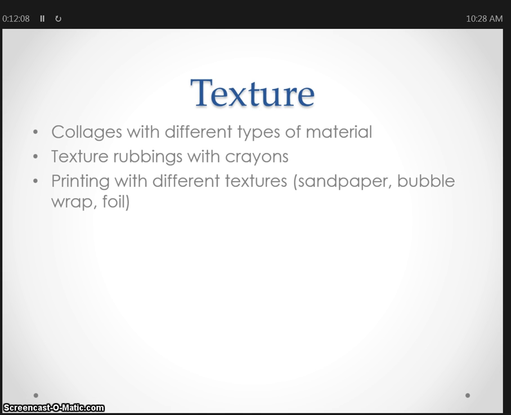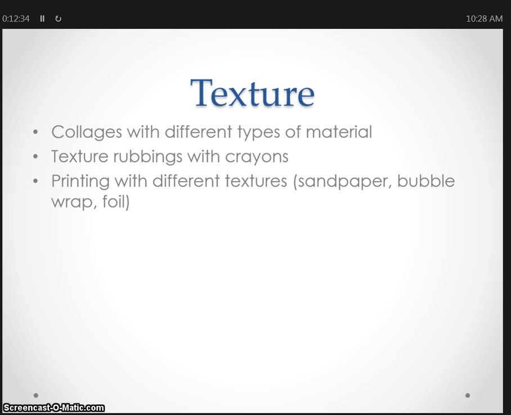All right, so next one, this is the last one, is texture. So collages are a great way to do texture. Just have tons of different things for children to pick from that they can glue down. Pom-poms, pipe cleaners, yarn, eyeballs, the glue-on eyeballs. I mean, just stuff around your house, honestly, sand.